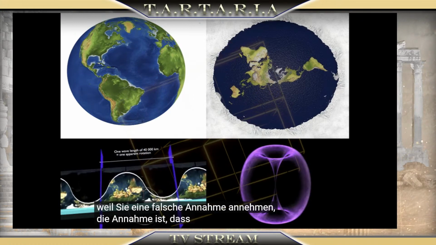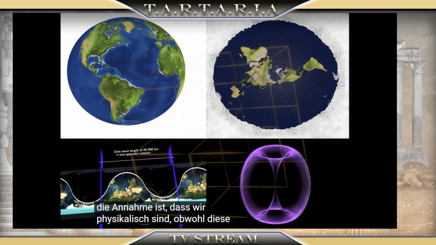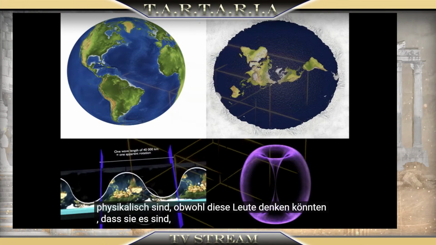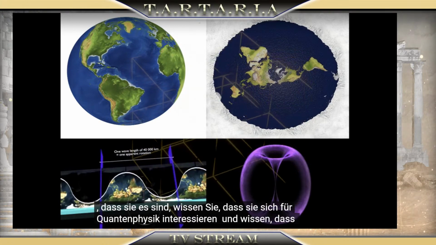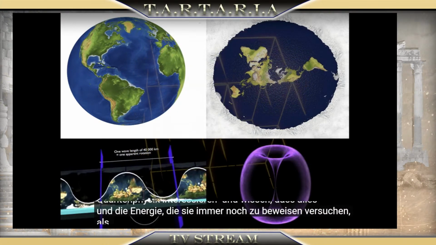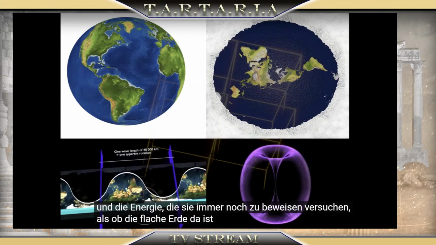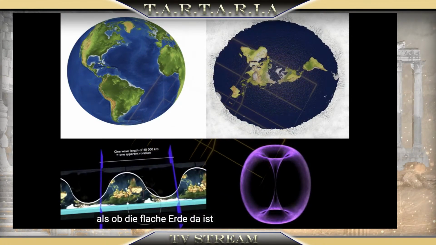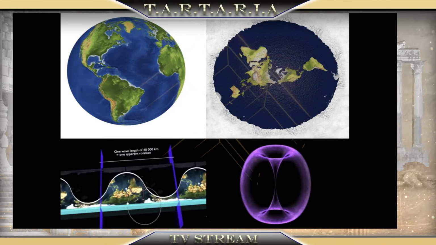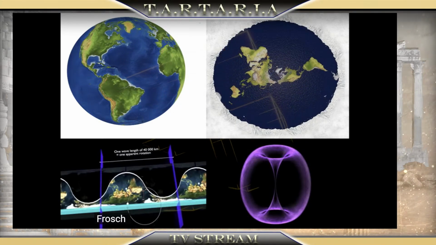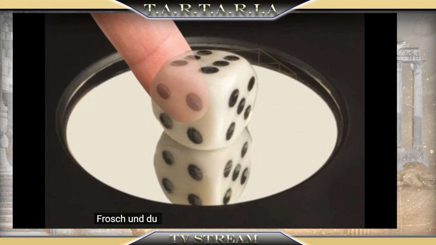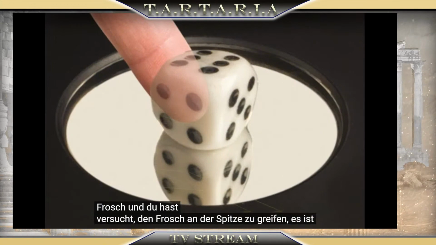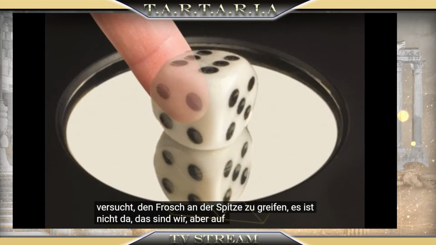The assumption is that we are physical, even though these people might think that they're into quantum physics and know that everything is energy. They're still trying to prove as though the flat Earth is there. It's like that parabolic mirror of the mirroscope, when the guy puts in the little frog, and you try to grab the frog at the top, it's not there. That's what we are, but at a higher level.